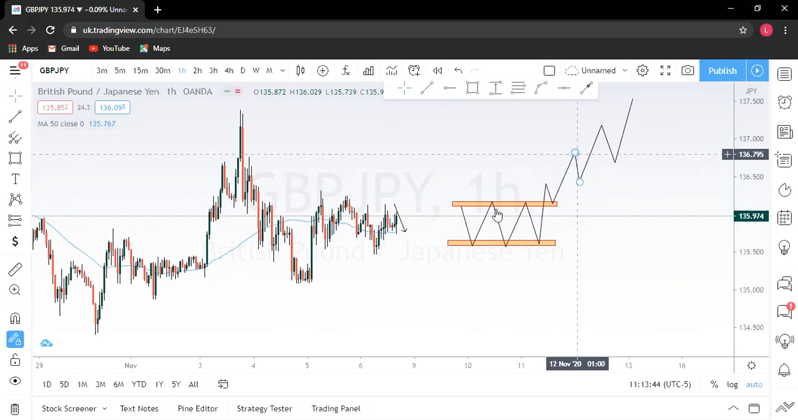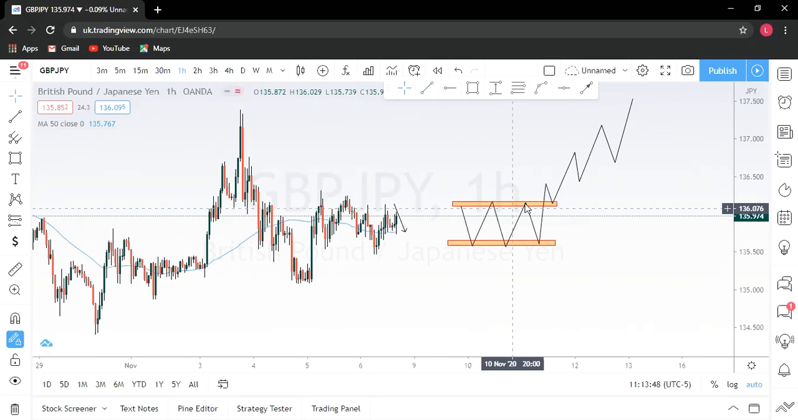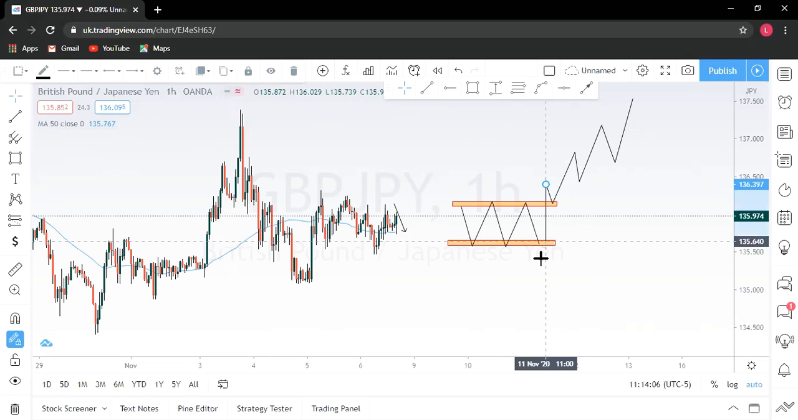You understand? So, since it has been able to break our previous resistance, which has turned into support, whenever the market breaks your resistance, it should become a support. And whenever the market breaks your support, it becomes a resistance. Just like this.